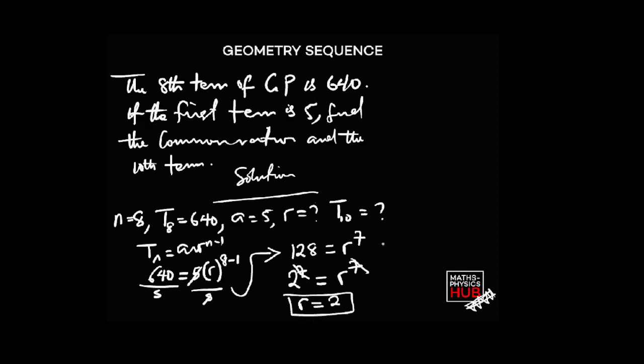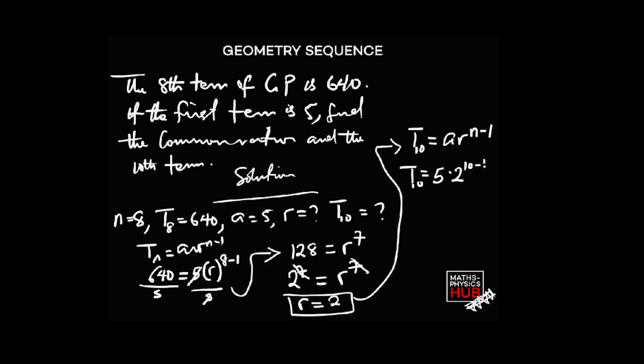Now since we know the common ratio to be 2, the 10th term of the sequence is going to equal A R raised to power 10 minus 1. So T10 is going to be, what's our A? Our A is 5. Then our common ratio is 2. So 5 times 2 raised to power 10 minus 1. So the 10th term is going to equal 5 times 2 raised to power 9. So what's 2 raised to power 9?